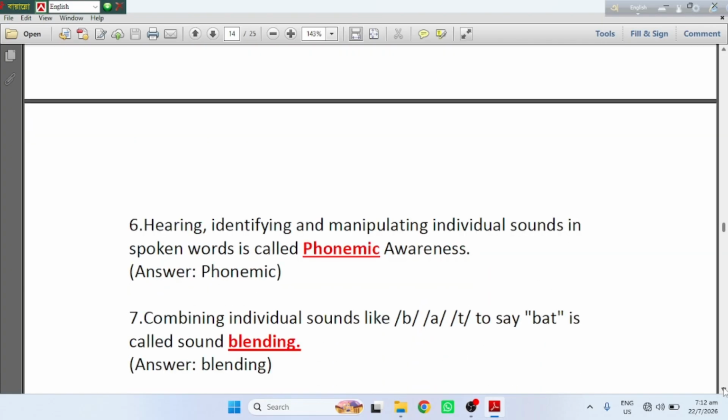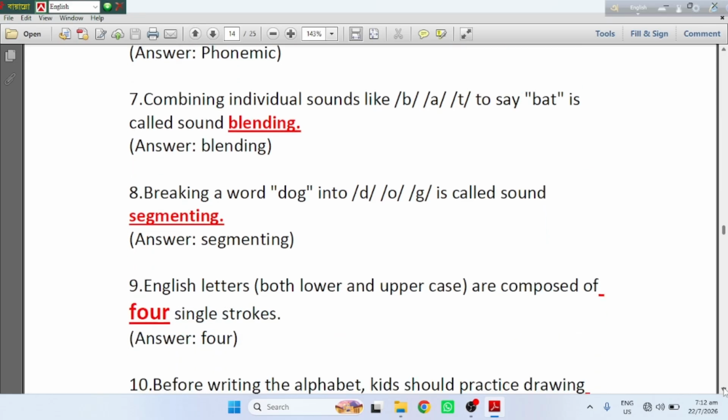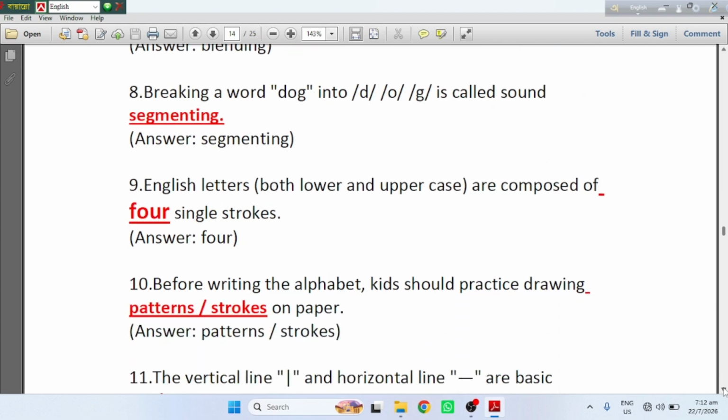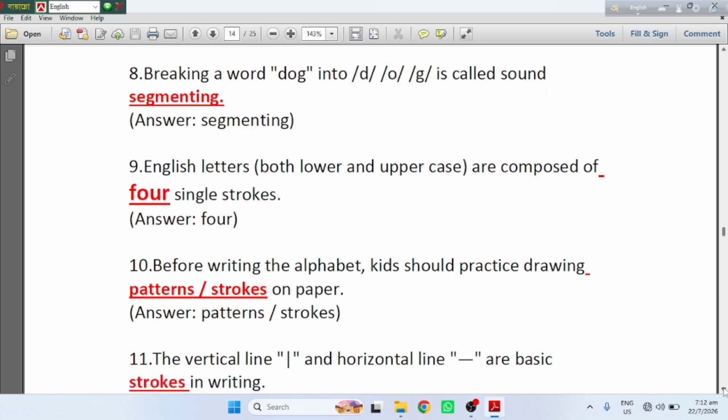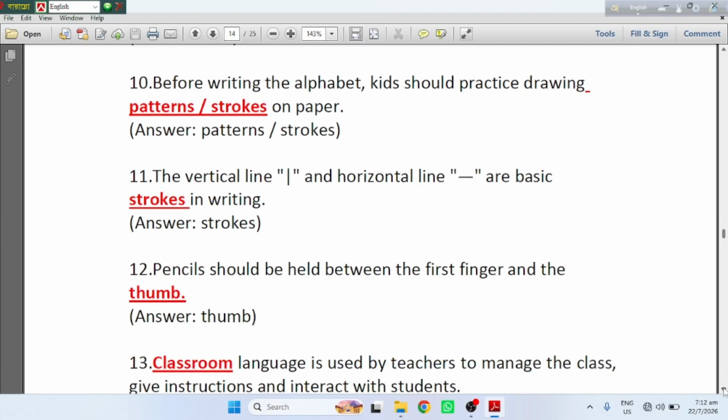Speaking is a productive language skill. Hearing, identifying, and manipulating individual sounds in spoken words is called phonemic awareness. Combining individual sounds like B-A-T to say bat is called sound blending. Breaking a word dog into D-O-G is called sound segmenting. English letters, both lower and uppercase, are composed of four single strokes. Before writing the alphabet, kids should practice drawing patterns and strokes on paper.